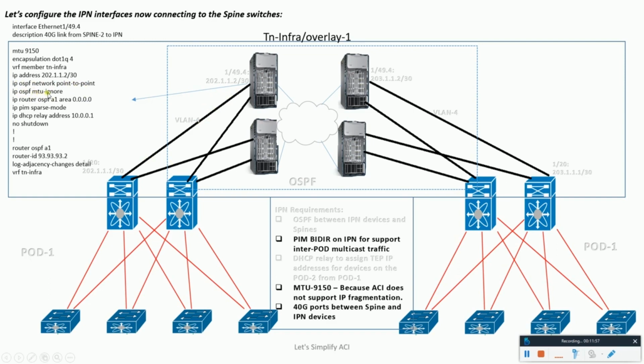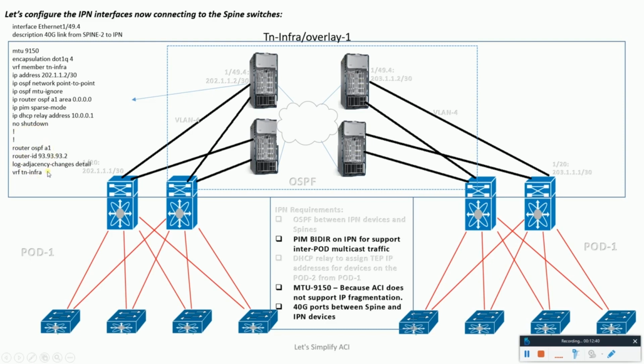We are ignoring the MTU in the OSPF neighborship. It's given in router OSPF area 1 with this area ID. It has PIM sparse mode capability, so it has multicast support. Then this interface is going to behave as a DHCP relay as well. We'll see how this DHCP relay is configured on these devices and how it actually works. What is the purpose of DHCP relay? We'll check it out. And obviously we don't have to forget to bring the port up by doing no shut.